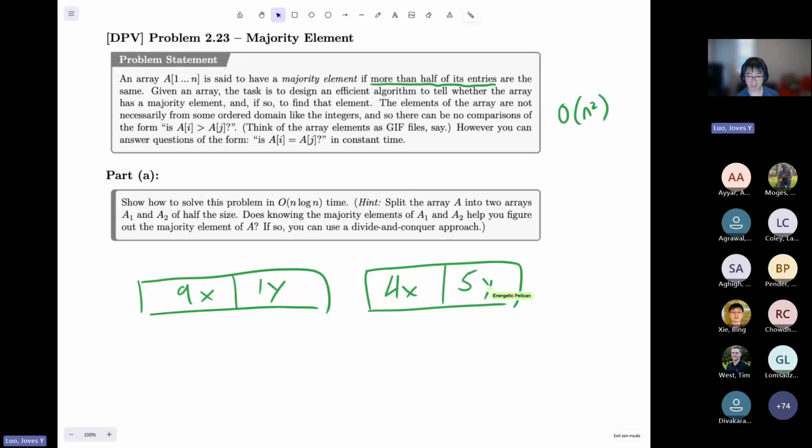I have 5y and I have 9x, right? So I don't know, from just this detail, which one's going to be the majority. Is it going to be y or x? I need to keep track of how many x's there are and how many y's. Now I have 9 on this side, 4x on the other side, so that gives me 13, and then I have 6y. But the only candidates that can be the majority overall are the two majorities from both sides, right?